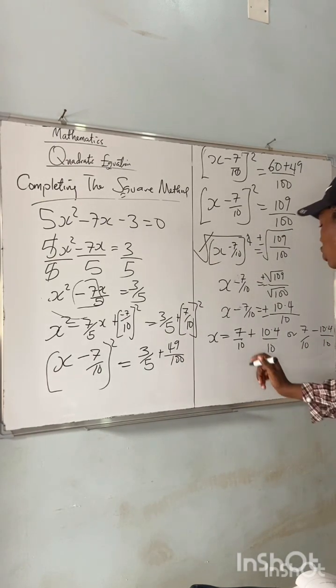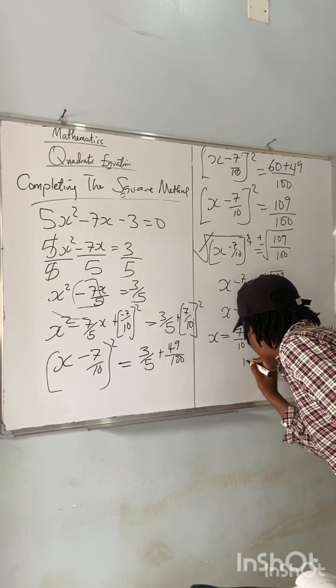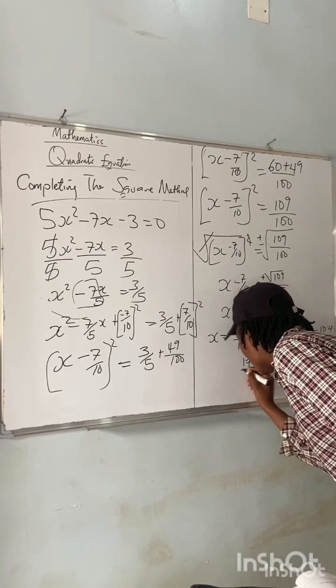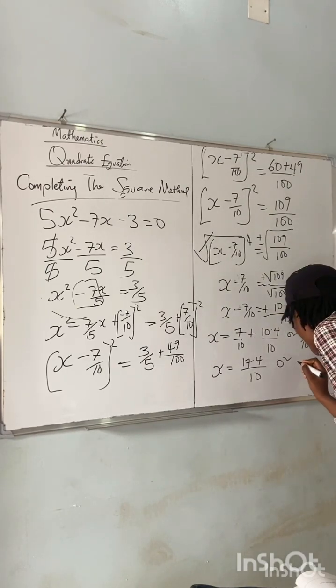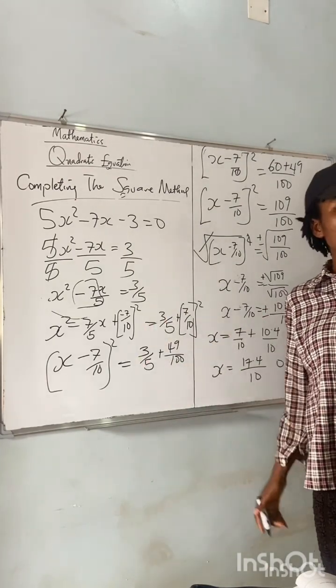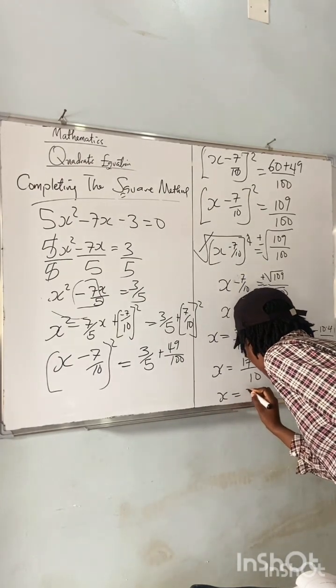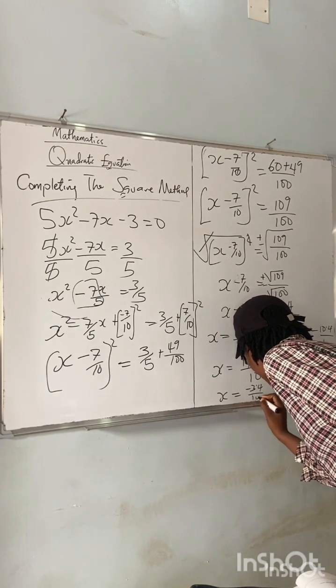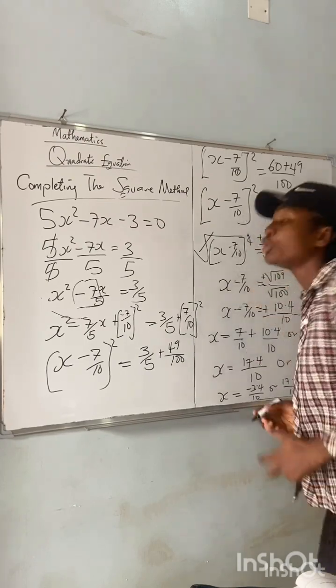So having this, since the denominators are similar, we just add. So we are having 17.4 over 10. That is the value of our x. Or for our minus, we have minus 3.4 over 10. Okay, in arranging, many times I like to arrange in ascending order, okay? So let's arrange quickly. Since this is our smaller number, we have minus 3.4 over 10, or 17.4 over 10. Good. So we have been able to get our answers.